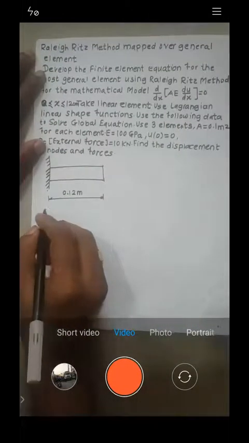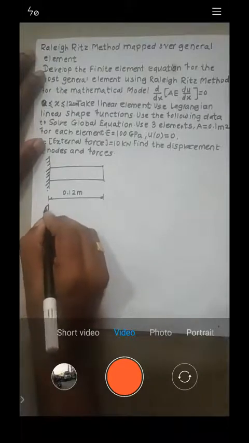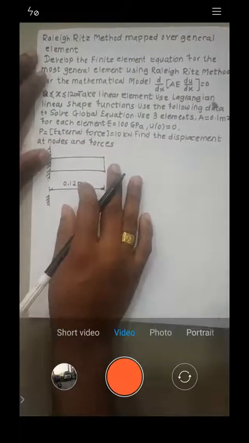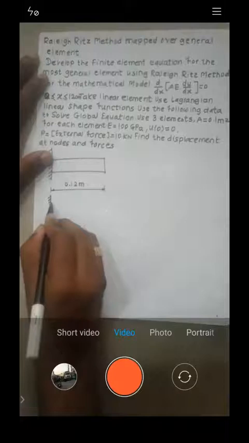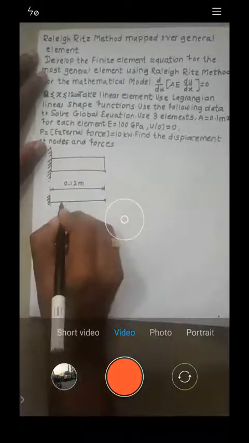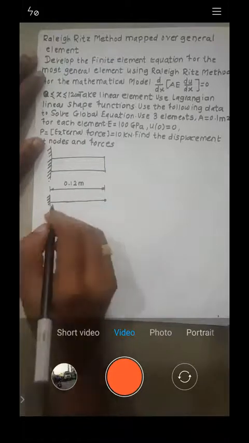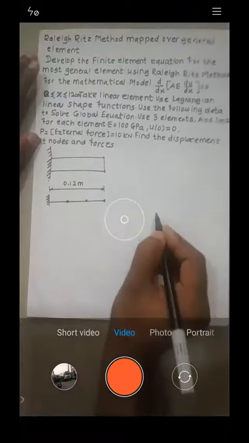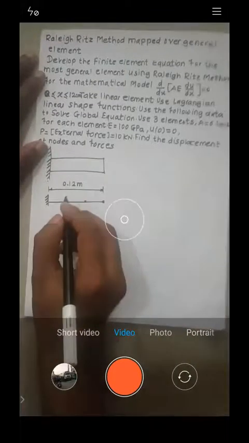So what I will do? See, this is my fixed support. And I will divide this into 3 elements of the same size, right? Then what is the size of each element? Tell me. 0.4.